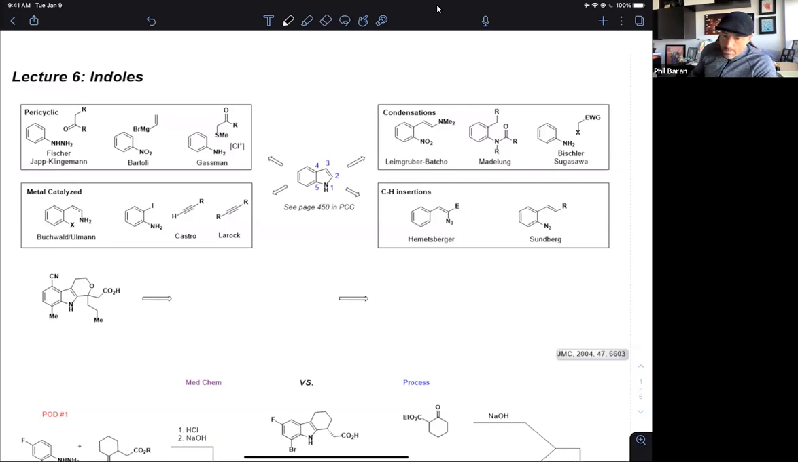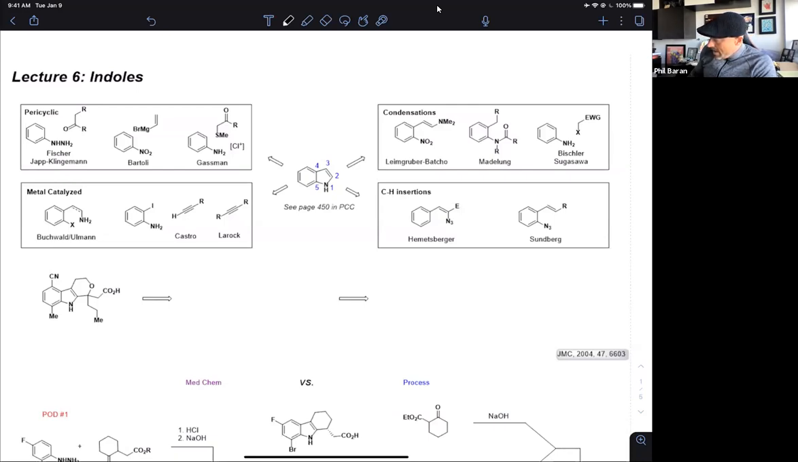We're going to be talking about pyridines on Wednesday, and then on Friday, we're going to talk all about azaindoles, which are kind of like the mixture of a pyridine and an indole. And there'll be a first exposure to fused heterocycles.